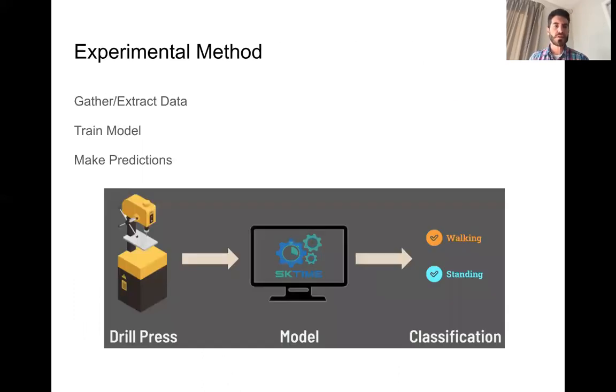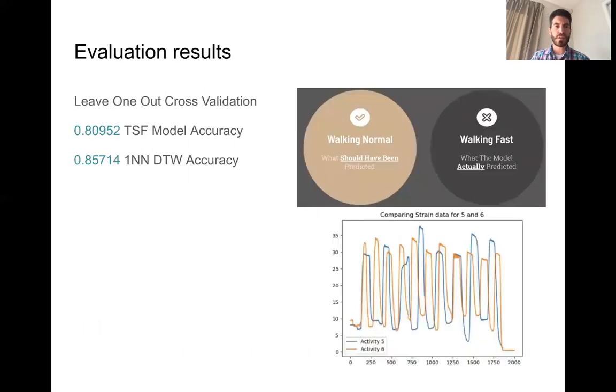So we tried these on our particular experimental setup, which involved using a drill press to simulate a sheep walking or a sheep standing or eating or that kind of thing. Using that, we gathered about 50 different time series worth of data with the known activity we were simulating, and then trained our model on a sub-selection of these and made predictions on the other subset of that data. We used leave-one-out cross-fold validation to test using all of our data so that we could come up with accuracy for the different models.